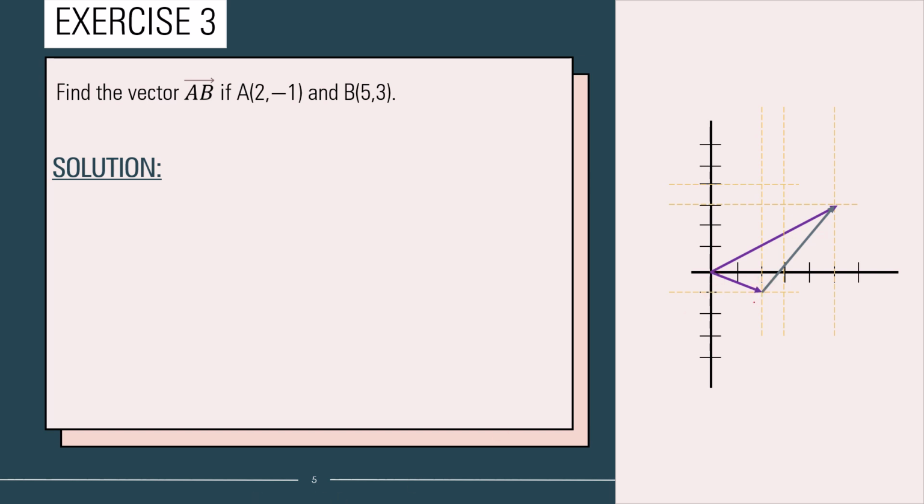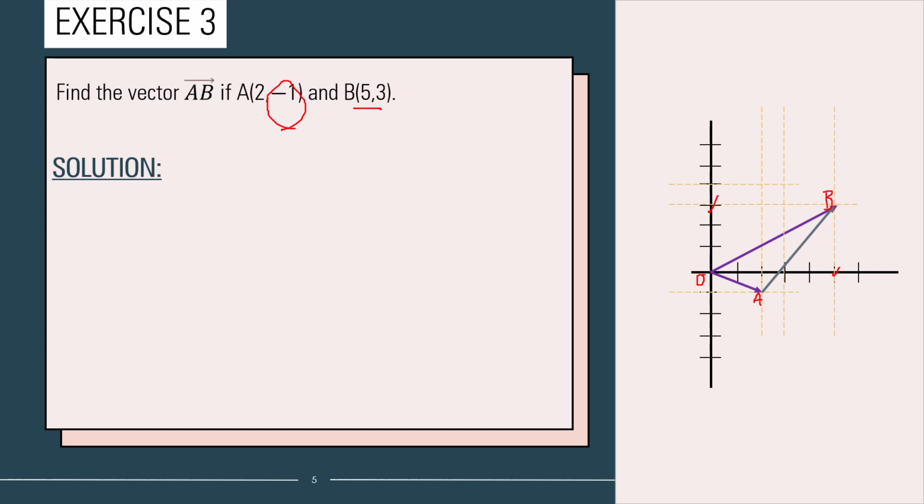Okay, this is point A. It's in the negative in the y. Okay, and then you have (5, 3). So you will have 5 points on the x-axis, that is still here, and then 3 points on the y-axis. So this is the point. So this is vector OB.